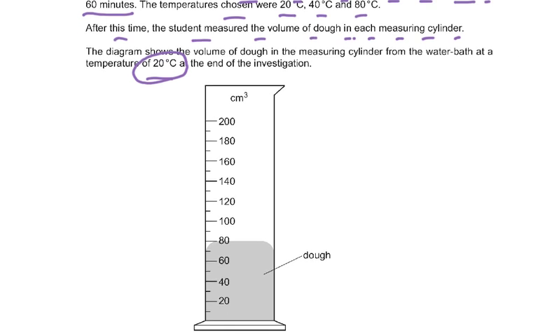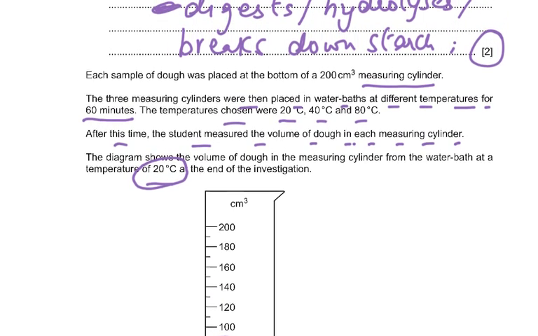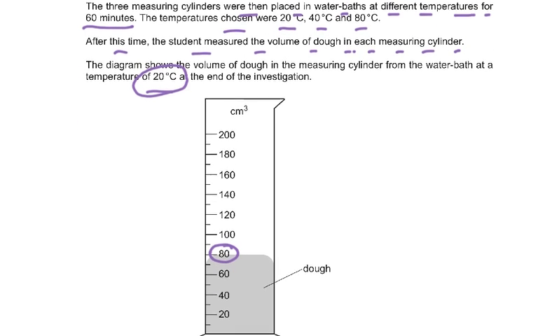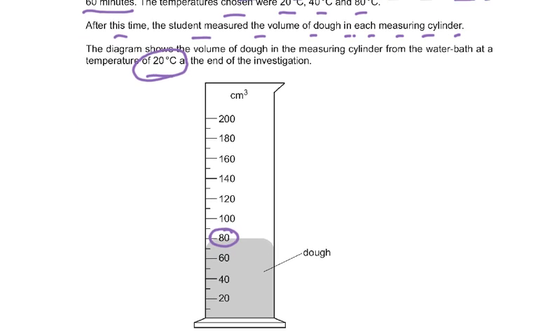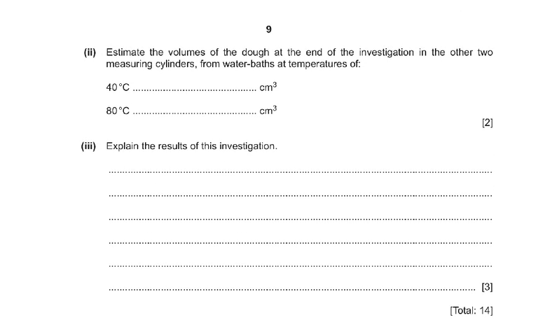So the dough has risen to about 80. And how much was the dough in the beginning? It was placed at the bottom of a 200 cm cubed measuring cylinder, right? Now it says here to estimate the volumes of the dough at the end of the investigation in the other two measuring cylinders from water baths at a temperature of 40 degrees and 80 degrees. Well, at 40, it could be anything between 81 and 200, and at 80 degrees Celsius, anything between 50 and 79.